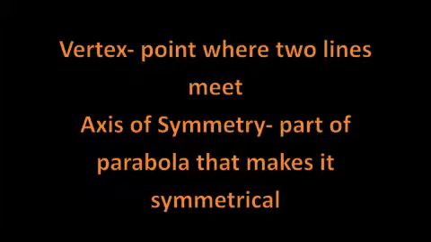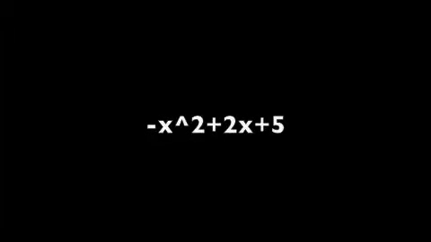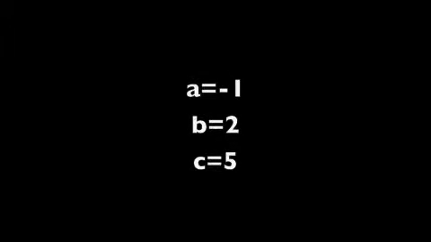All parabolas are symmetric due to the axis of symmetry, which is intersected at a point called the vertex of the parabola. Next, we are going to take the equation negative x squared plus 2x plus 5. First we find a, b, and c: a equals negative 1, b equals 2, and c equals 5. The parabola opens down because a is negative 1.